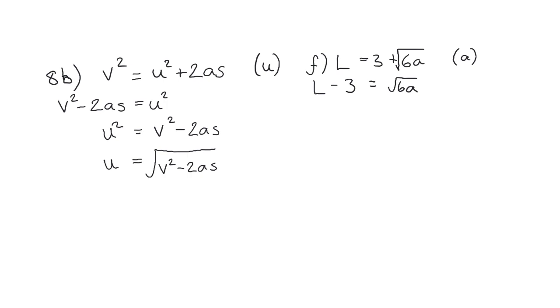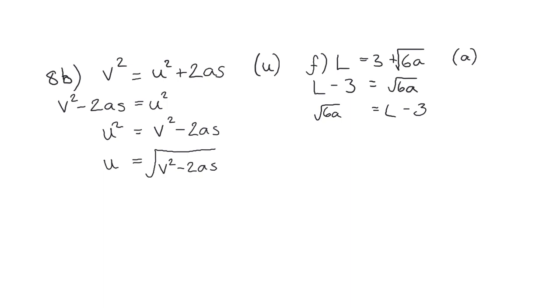The next thing that I'm going to do is, I know eventually I'm going to have the a on the left-hand side on its own. So I'm going to flip the whole expression. So the square root of 6a is equal to L minus 3. And notice that's not changed anything. All I've done there is I've turned it around. I've not manipulated anything, so it's the exact same.